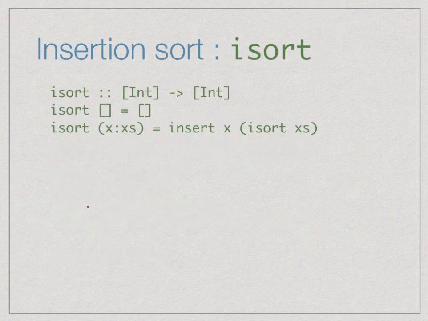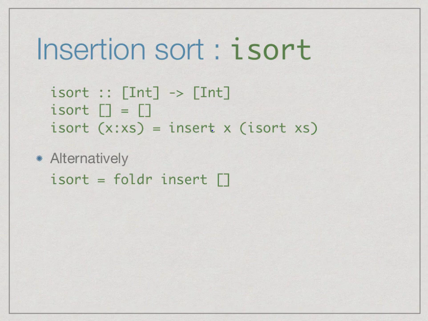Now we can express insertion sort in terms of this auxiliary function insert that we just used. If we want to sort an empty list, then we have to do nothing, so we just get the empty list back. If we have to sort a non-empty list, then we first sort the tail. And having sorted the tail, we insert x into it in the appropriate position. So the insert function does all the work.